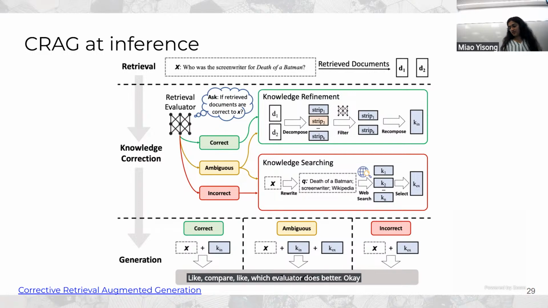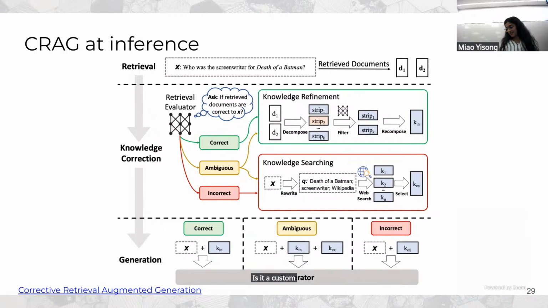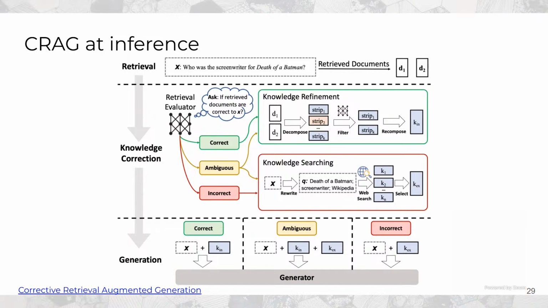Okay, and did they say which one does better? Is it their custom evaluator compared to whatever large language models they used? I'm just curious because if it's pre-trained using some data set, maybe it can face some out of distribution problem. Yeah, I'll take a look at the paper.